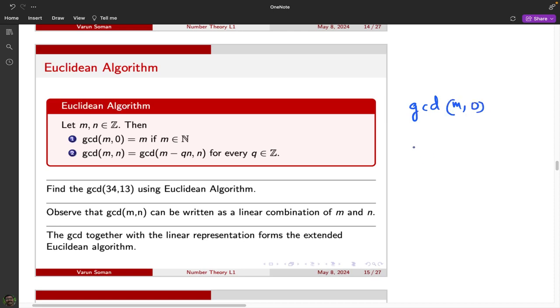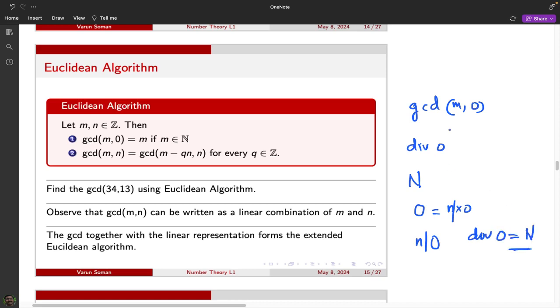Before that, what are the divisors of 0? Divisors of 0 are actually the entire set of natural numbers. Why? Because every natural number is a multiple of 0, right? For example, 0 can be written as a multiple of every natural number. You take a natural number n and multiply by 0, you will get 0 itself. So this n will always divide 0. Every natural number divides 0, which means the divisors of 0 are nothing but the entire natural numbers.